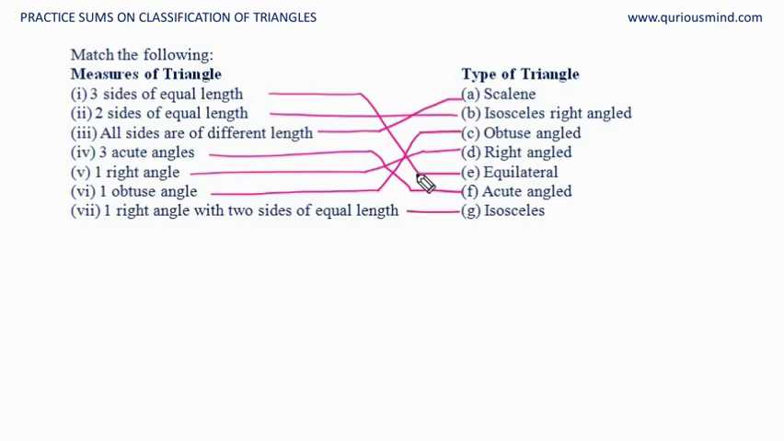Oh, we made a small mistake. So let's correct that. We have said isosceles right angle. That's wrong here. This is an isosceles right angle triangle, which means two sides are equal, and this gives us an isosceles triangle. Okay, let's do the next one.